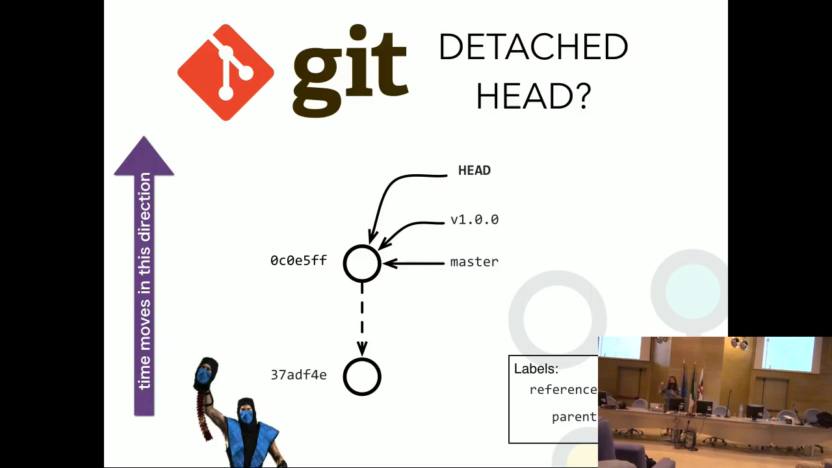If you want to get out of this detached HEAD state, the only thing that you need to do is create a new branch, and that's all. You create a branch, you check out that branch, and that gets you out of the detached HEAD. Then it depends on your particular scenario what you want to do.